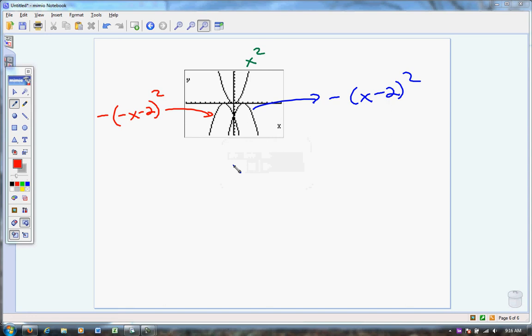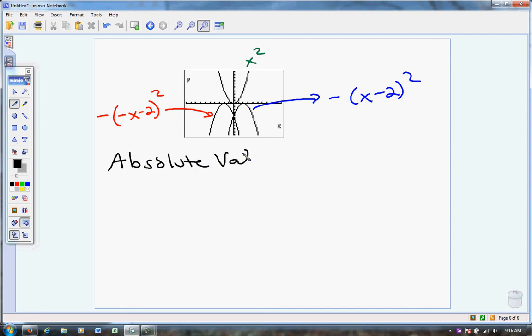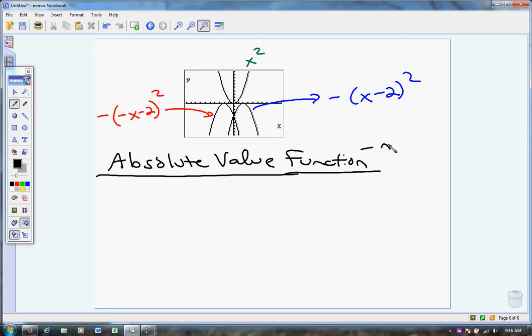Now, before I run out of time, I want to take a look at the absolute value function. And did we add this one to our function family? Okay, the absolute value function is a part of our function family. This is, I guess we could say, a new family member. All right, so if I have f of x equals the absolute value of x.